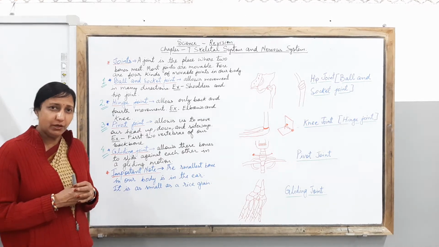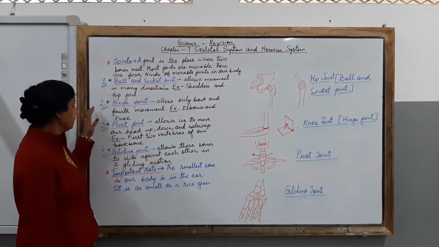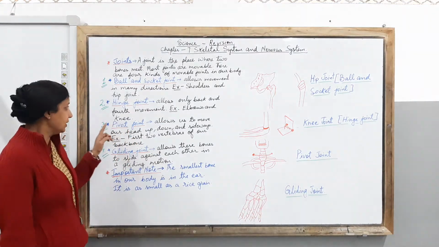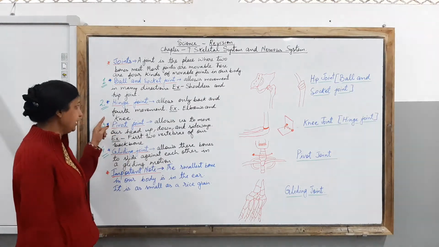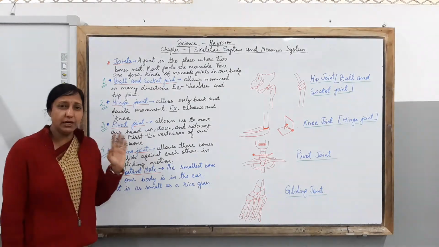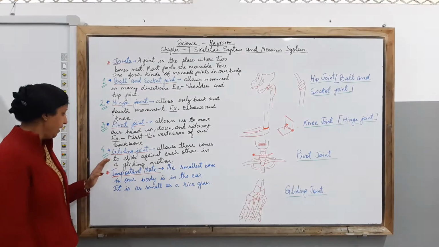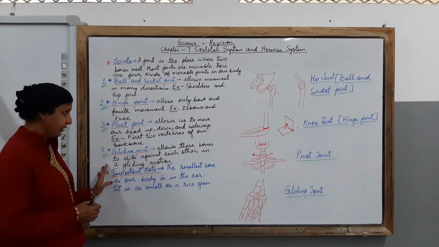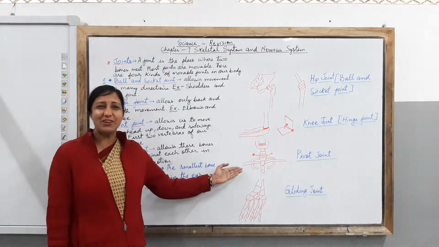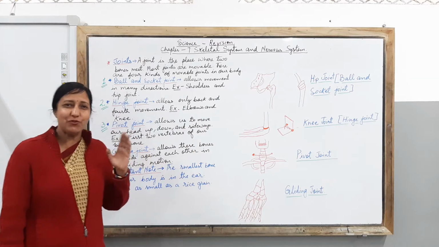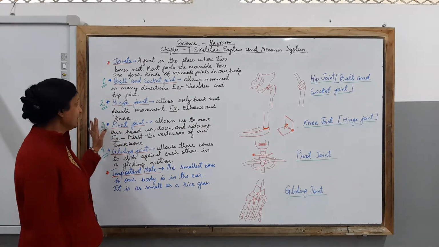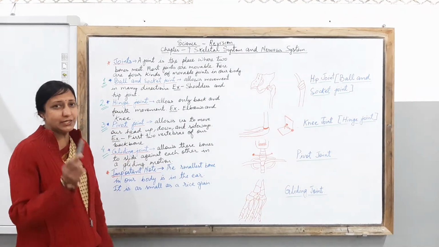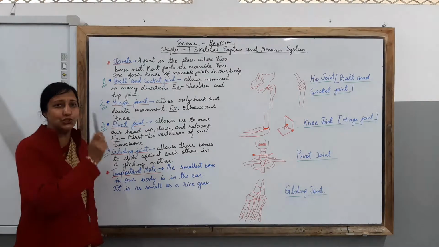Children, first the name of the joint is the ball and socket joint. The second joint is the hinge joint. Then the third one is the pivot joint. Then we will know about the 4th kind of joint, that is the gliding joint. With the help of the pictures, I will try to explain what type of joints these are. And children, first we will come to know about the first one, that is the ball and socket joint.